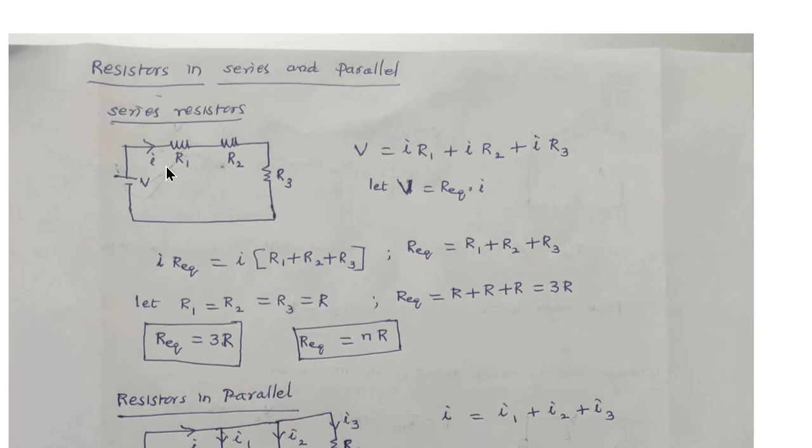Suppose n number of equal resistors are connected in series. In that case, write n as the number of resistors, then multiply with the resistor available, that is n into R.